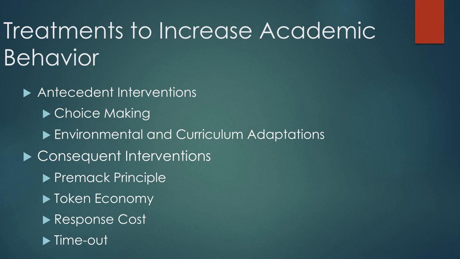Consequent interventions such as using the Premack principle, using preferred activities to reinforce the completion of non-preferred activities, might work with some individuals. And then using the token economy, you have an immediate gratification when they earn tokens that also lead to a delayed reinforcer as well. So that is a good way to actually implement the delay fading. Then response cost and timeout are elements of the consequent intervention that might also be valuable.